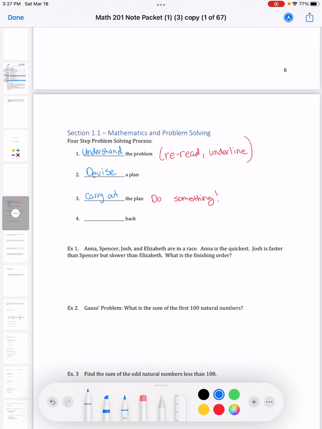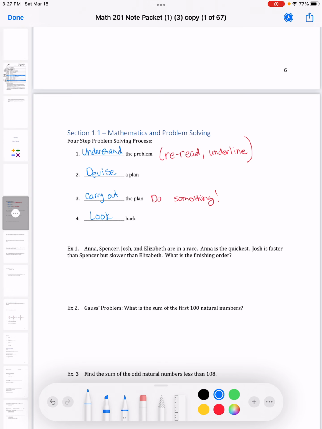And lastly is to look back. So just ask yourself, does this make sense? Does the answer make sense? If I ask you how many cookies somebody made and you got an answer of -10, when you look back, you'll be like, there's no way that's the right answer. Sometimes this answer feels too big or too small. So just think back, does this problem make sense?